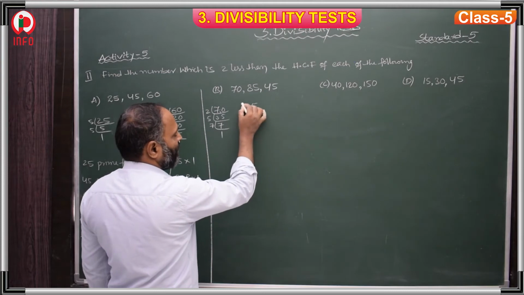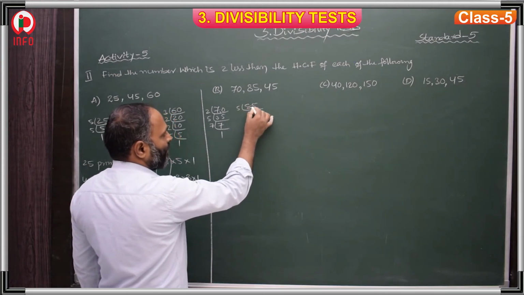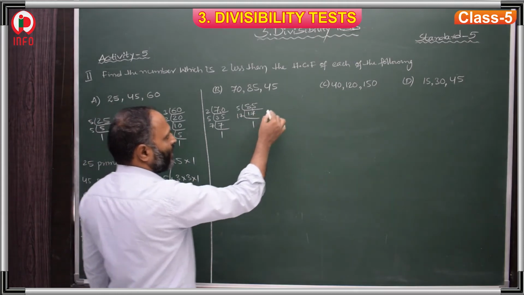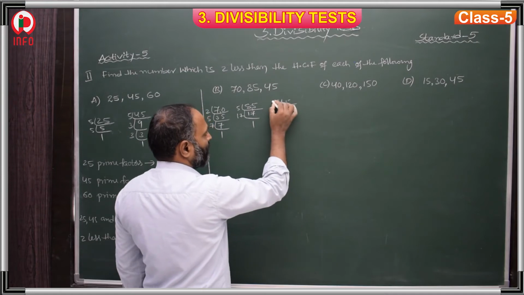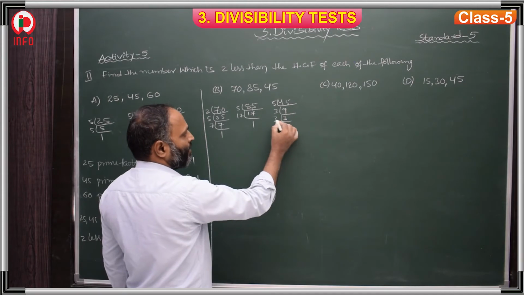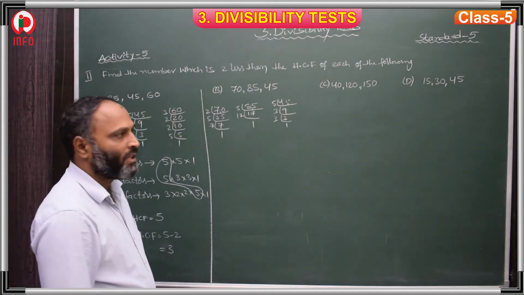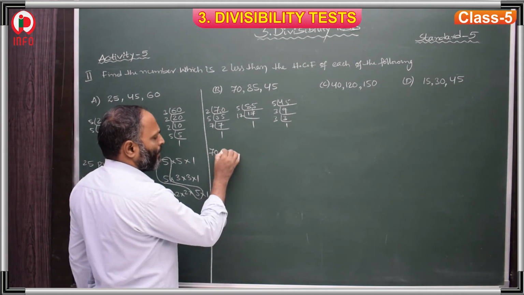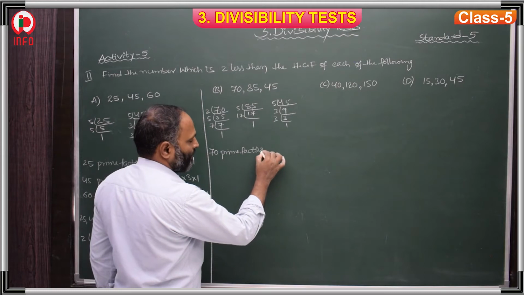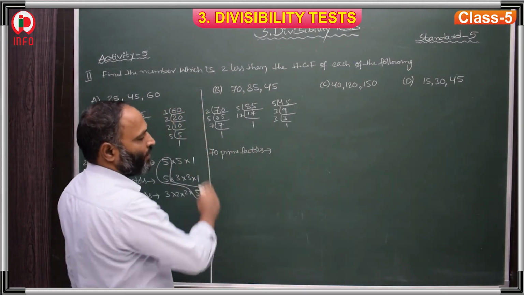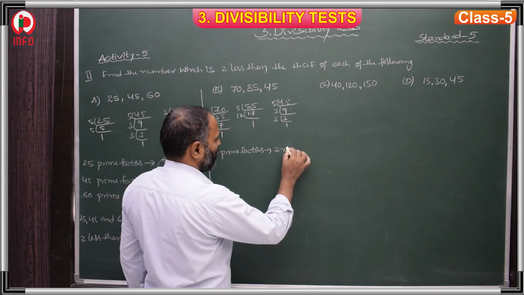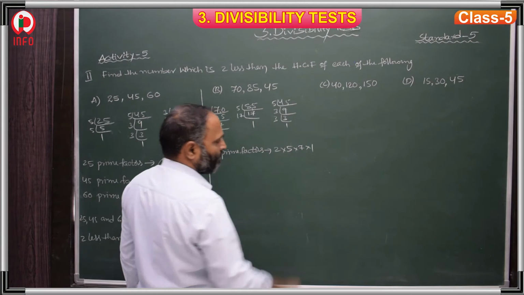Next 85. 5 17s are 85, 17 1s are 17. Next 45. 5 9s are 45, 3 3s are 9, 3 1s are 3. Next 70 prime factors. 2 into 5 into 7 into 1.